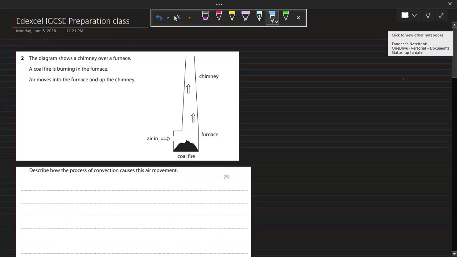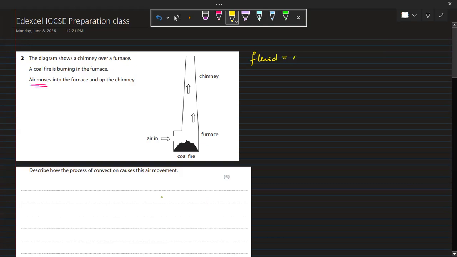They're talking about coal fires burning in the furnace and air moves. So they're talking about air, right? Since air, gases and liquids are considered as fluids, right? Air, let me write it here. Fluid is liquid or gas. Okay, right?